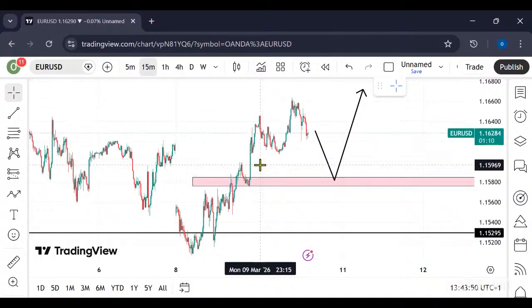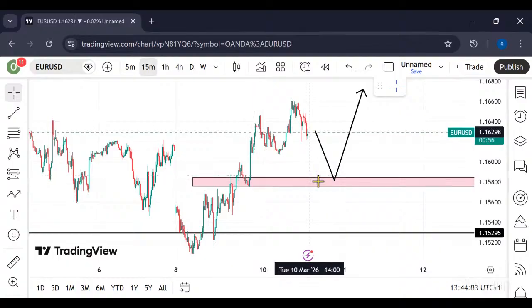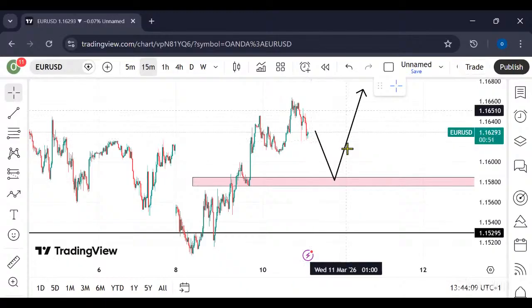The market likes to reverse. Whenever the market goes up, it likes to balance itself before it continues going in the right direction. And if you pay attention here, you see that there's an imbalance here. So I'm expecting the market to come and fill up that particular imbalance before we head higher. So that is my analysis on Euro USD.